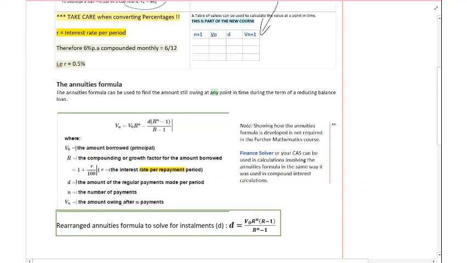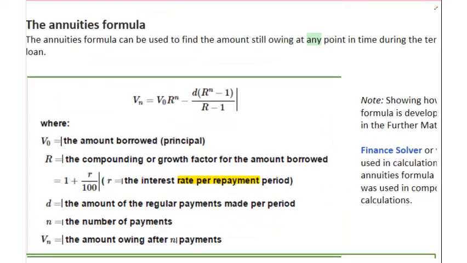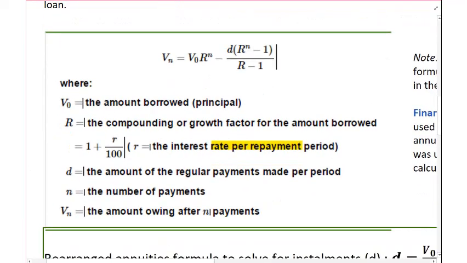Okay, the annuities formula can be used to find the amount owing at any point during the term of a reducing balance loan. So as you've got here, you've got your VN, your amount owing after N repayments, N being the number of repayments. So remember, if it's 2 years with monthly repayments, that's 24 repayments. Then there's the amount of the regular repayments made per period. So are you paying $500 per payment or $200? That's what this is talking about. It's the regular repayments.